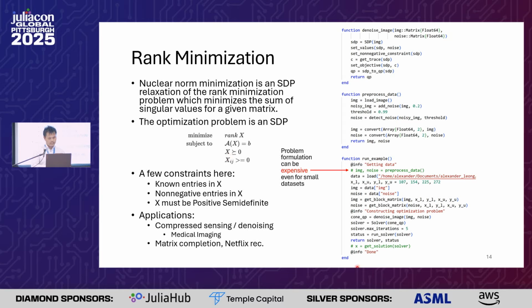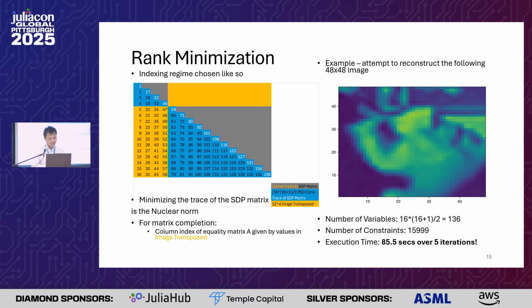So the code looks like this. You can see I load the image here. This is a pretty expensive operation, so I do it patch by patch. Those are the coordinates given here. Construct the block matrices, denoise the image, and then pass it to the solver. And what we need to do is figure out where the image goes in this matrix X here.